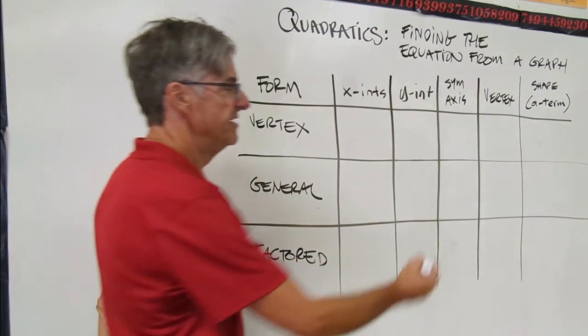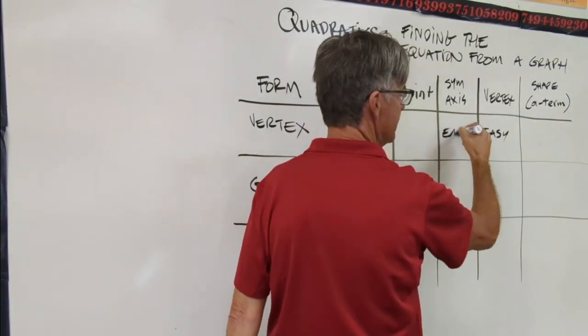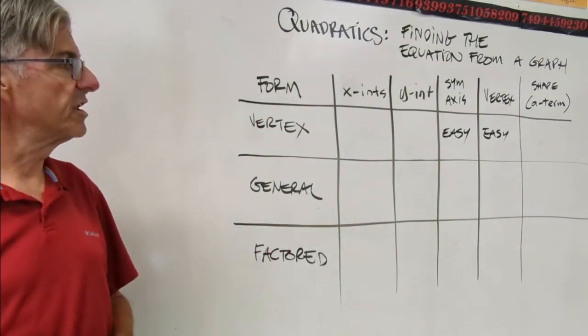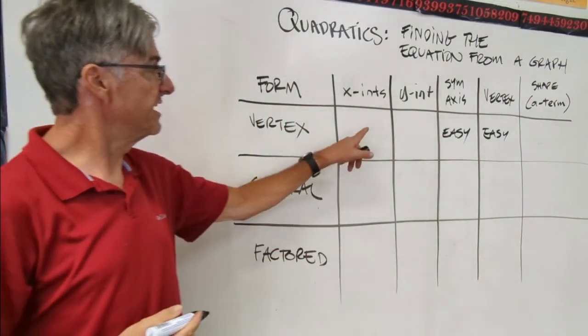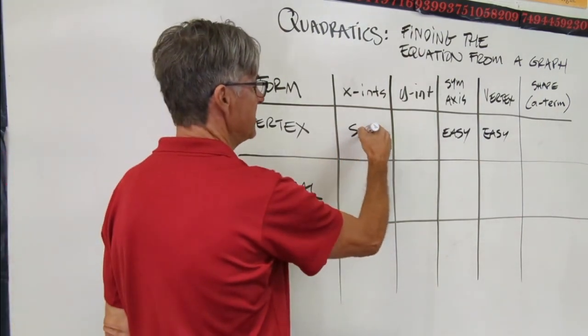Vertex form, easy on the vertex, and that also means it's easy on the axis of symmetry since that's just the x-coordinate of the vertex. You can get to these, but you have to convert to a different form. So this is going to be steps.